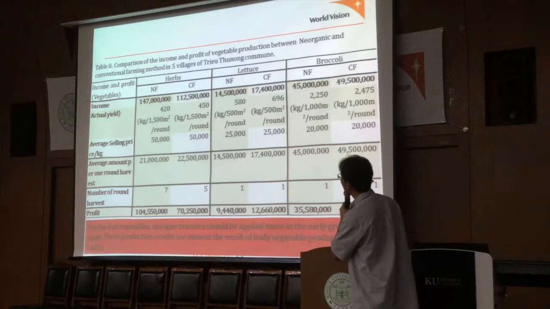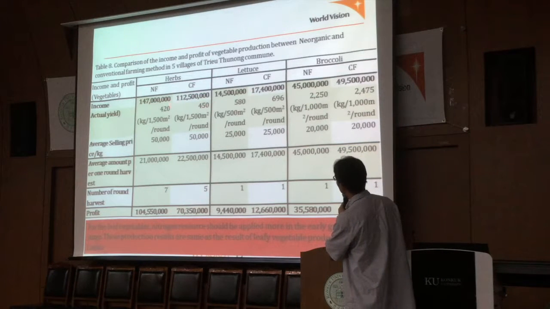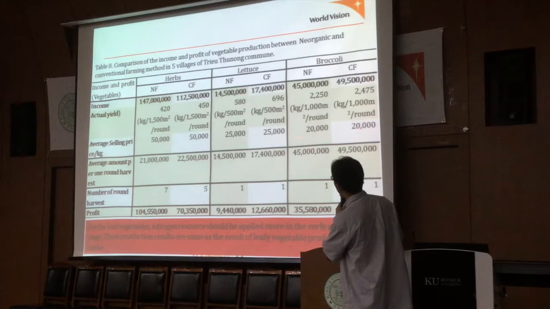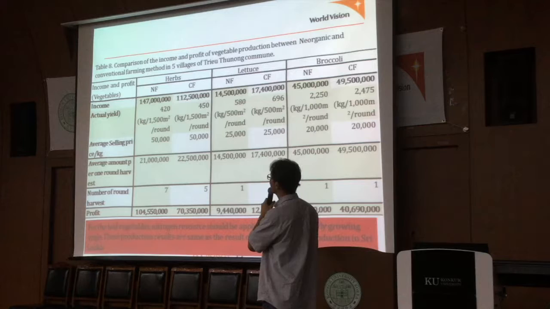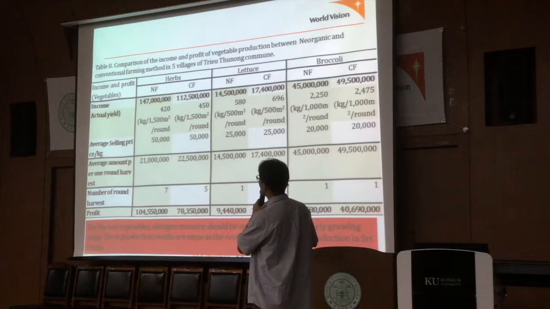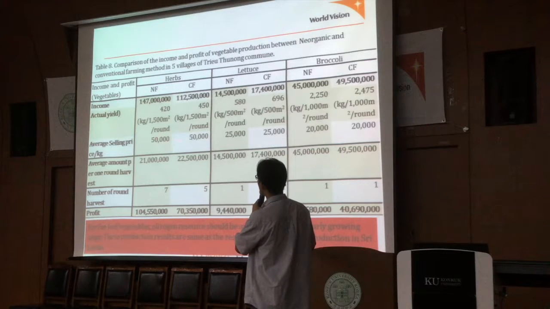But their income is higher, though they are selling at the same price, because they practice natural farming only one time, one season, so there is no price difference in the market. They sold the natural product at the same price as the CF, and then their income is like this.